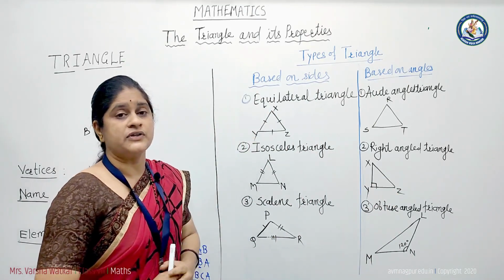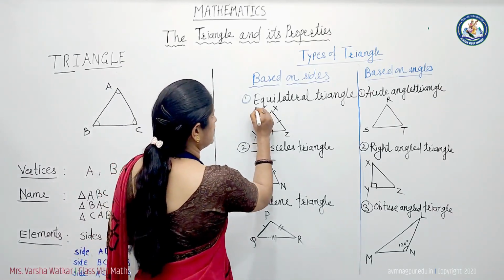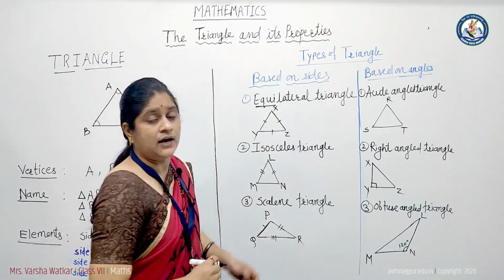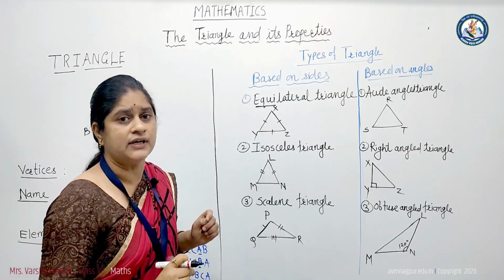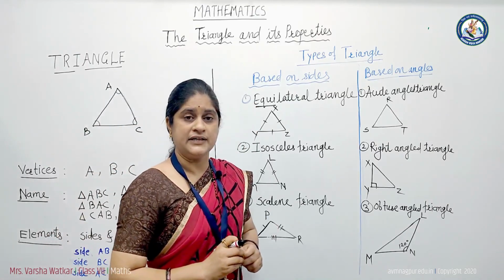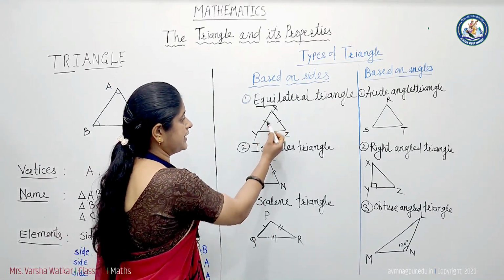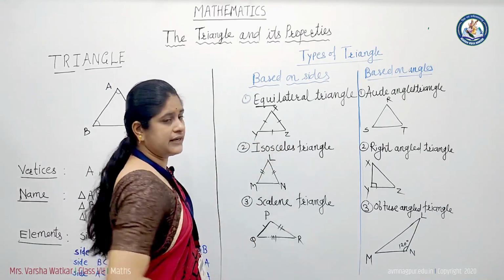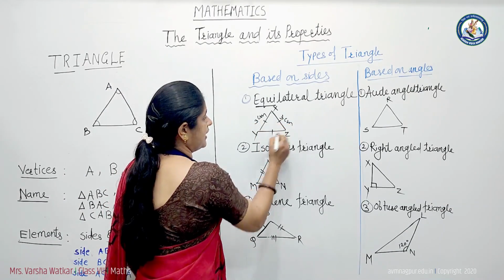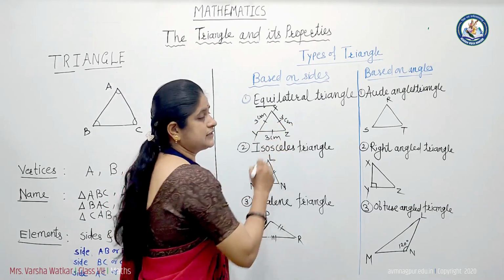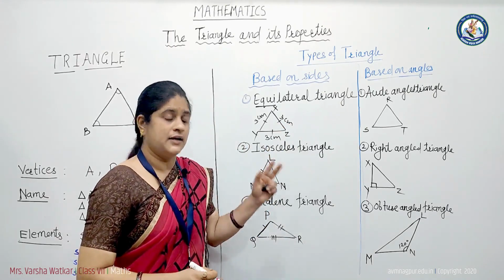The first type of triangle is called the equilateral triangle. You will see this word equilateral. Equi means equal. A triangle having all three sides equal is called the equilateral triangle. This is the triangle XYZ we have given. In triangle XYZ, side XY is equal to side YZ is equal to side XZ. If XY is 3 centimeter, XZ is 3 centimeter and YZ is 3 centimeter, it is an equilateral triangle. Equilateral triangle means all sides are equal.